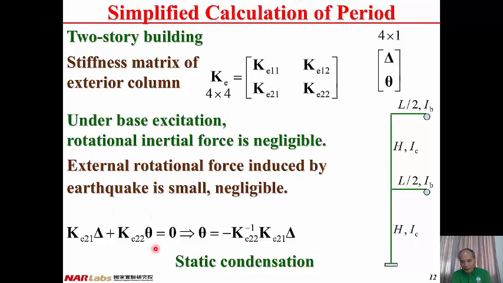So that this is a static equation, and from this static equation, we can express theta. Theta is 2 by 1 in terms of delta, and delta is a vector 2 by 1. And this process we call static condensation. That means that through static condensation, the degrees of freedom, delta and theta, are no longer independent. They are related to each other.